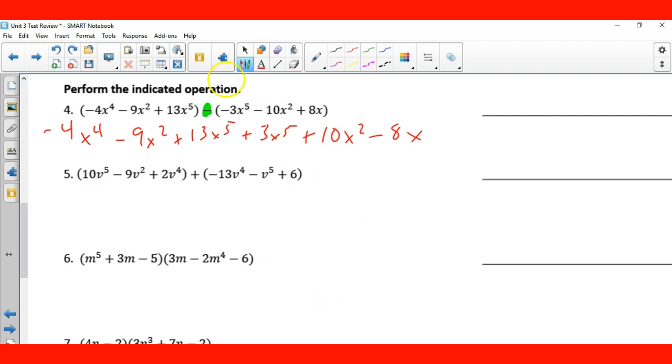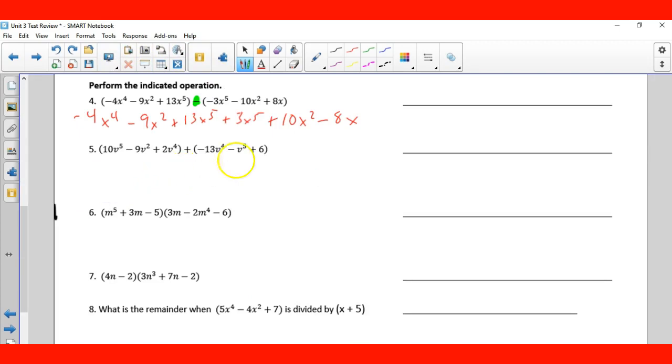Now we want to take all of these and combine like terms. Starting with the largest, I've got the 5th. 13x to the 5th and 3x to the 5th gives me 16x to the 5th. Now, I see a fourth. Negative 4x to the fourth is the only fourth term I see. Now I have negative 9x squared and 10x squared, which is 1x squared, or positive x squared. And then lastly, we have minus 8x. So there we go.